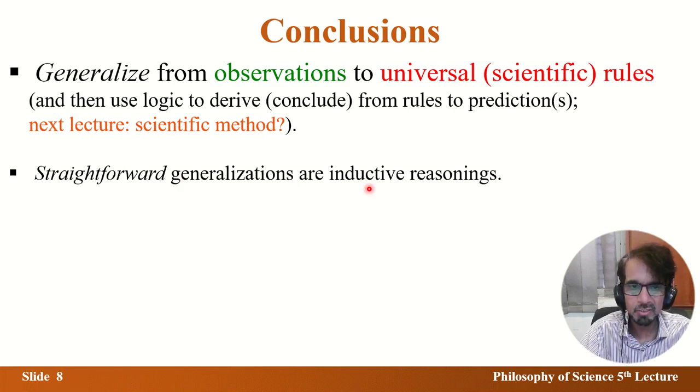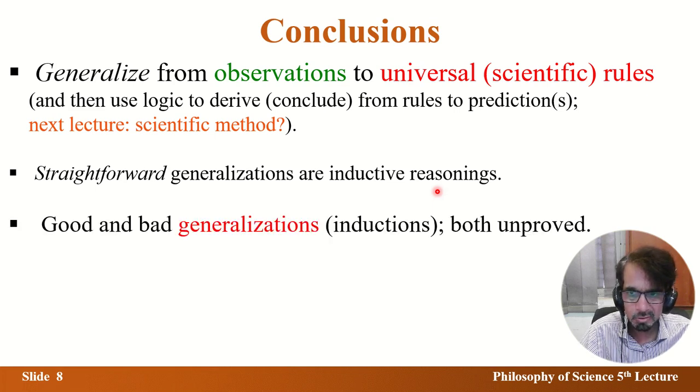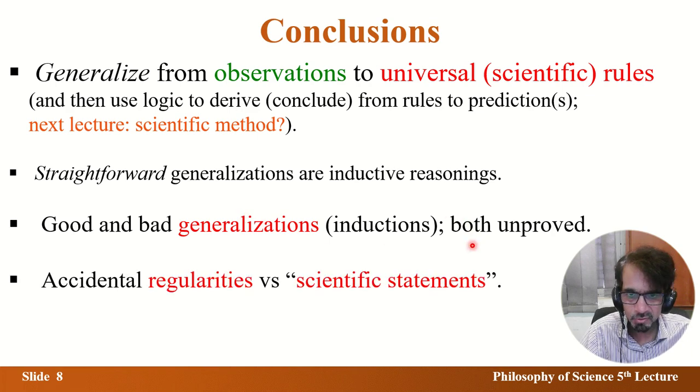This kind of generalization is called inductive reasoning. It is a reasoning because this is not logic, because this is not proved. But it can be good or bad, and I've told you when it is good and when it is bad. Toward the end, I started the topic of making a distinction between accidental regularities, like all crows are black or all gold pieces are so and so, and scientific statements. That topic was not finished; I only introduced a challenge for the philosophy of science.